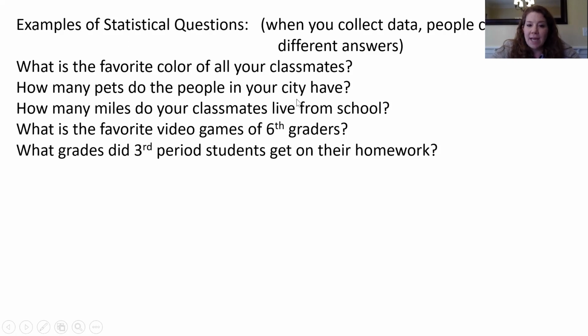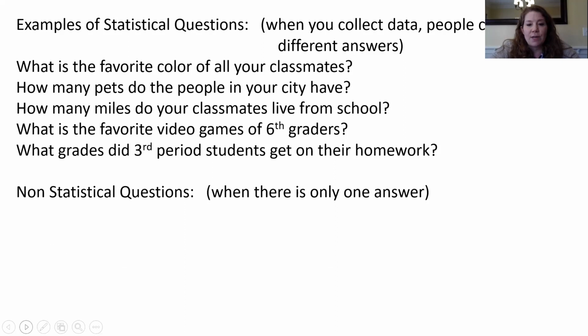What is the favorite video game of 6th graders? So you're collecting data and you're coming up with the favorite video games out of many video games to choose from. What grades did 3rd period students get on their homework? Well, once again, you're asking a lot of people, and a lot of people could have different grades. So you're collecting information that there are many different answers to. Now, these are non-statistical questions. Non-statistical questions is when there's only one answer. For example, if I said, what color is Jane's purse?